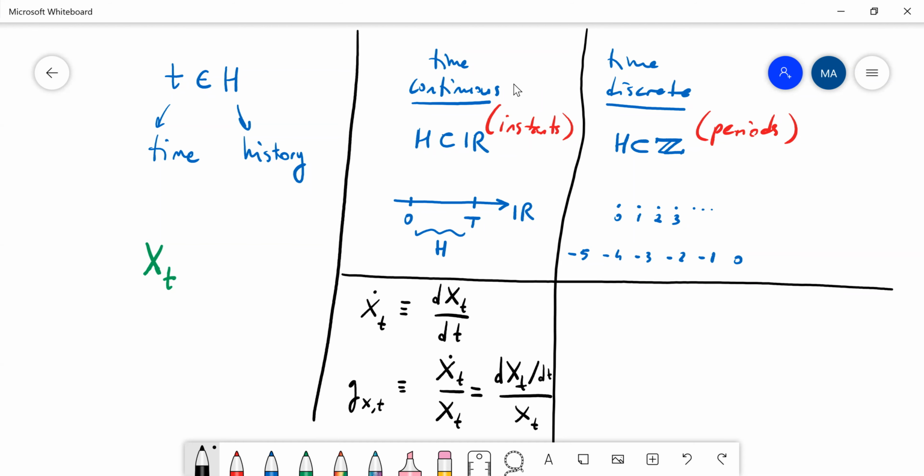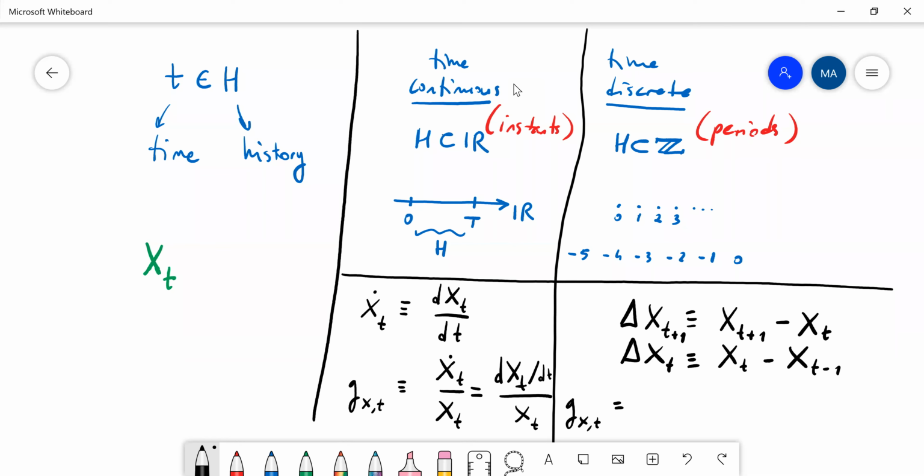Now in discrete time, of course, the situation is a bit different. Why? Because now the change will be defined in this way, or equivalently for the previous period, it will be defined in this way. So what is the growth rate? The growth rate will be this change again. Look at this definition here. That's the same: the change divided by the existing level. So these are some of the fundamentals.